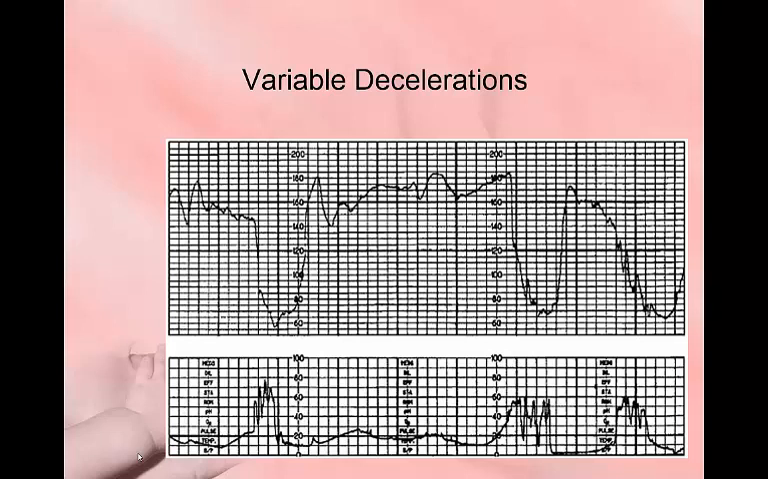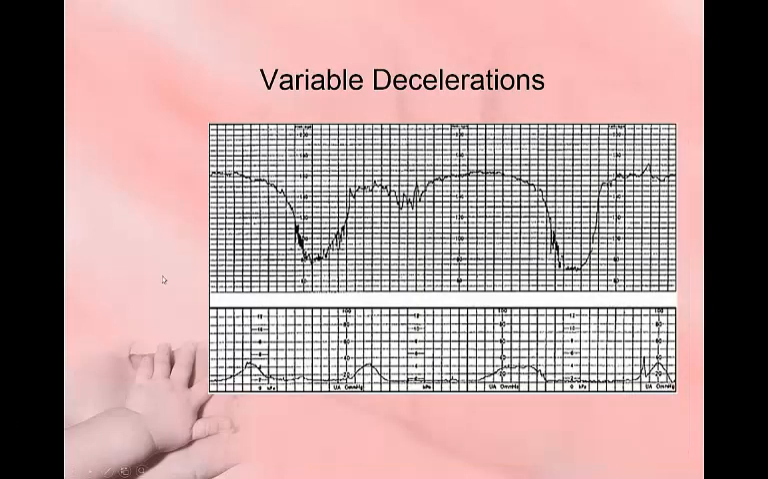So here's another example of variable decelerations. When students see this, they assume they're late because they look here and say, okay, here's the peak of the contraction, there's the variable, here's the peak of the contraction, here's the variable. So they think they're late. These are not lates, these are variables. They're variables because they're V-shaped and they're very abrupt and they're very deep. Late decelerations do not look like this.